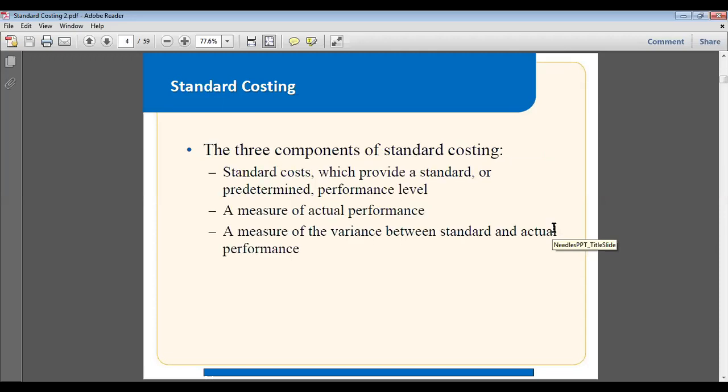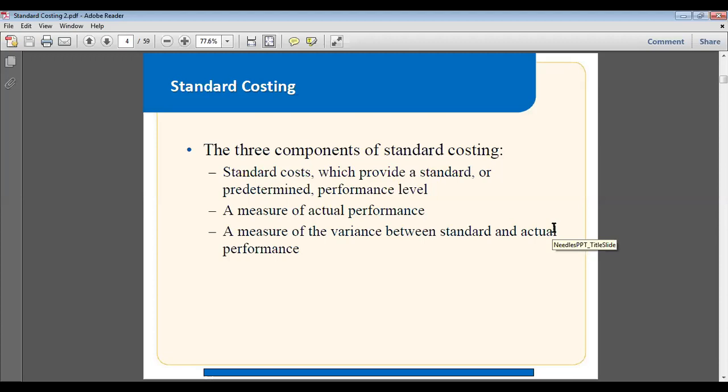Second is the three components of standard costing. What are the three components? One is the predetermined performance level, then a measure of actual performance, and then a measure of variance between standard and actual performance.